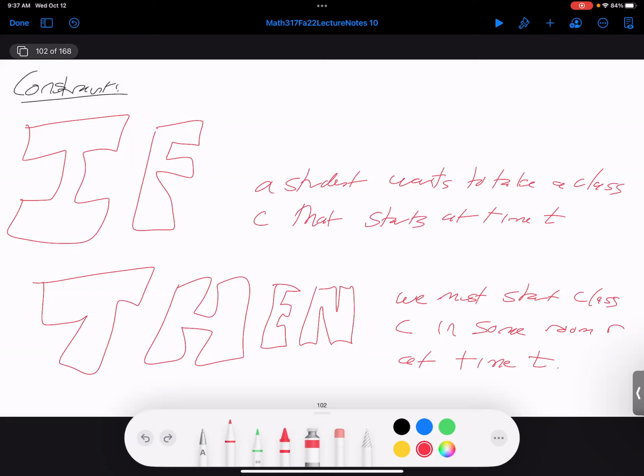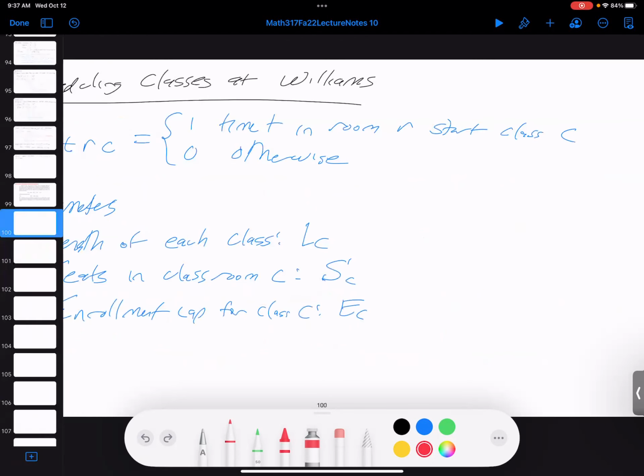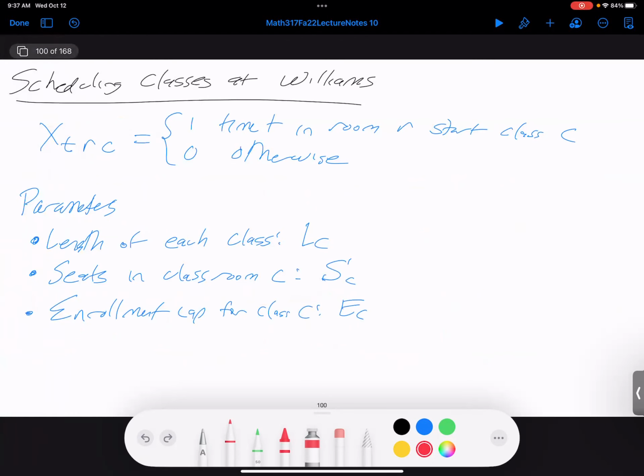And so if we're trying to schedule classes, there might be some additional information we want. So in x_{C,t,R}, there might be some additional information that we are forgetting right now. What might we be forgetting when we use this as our variables?